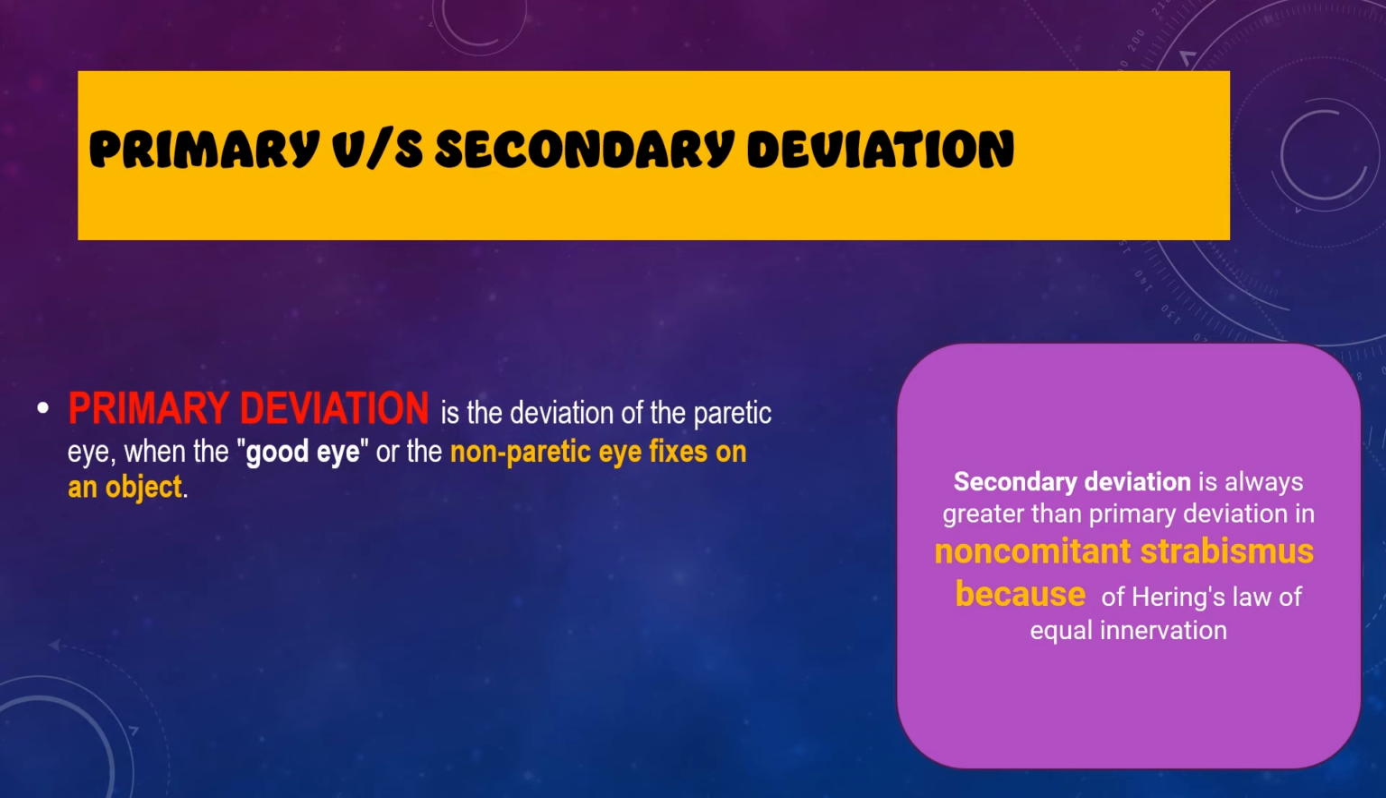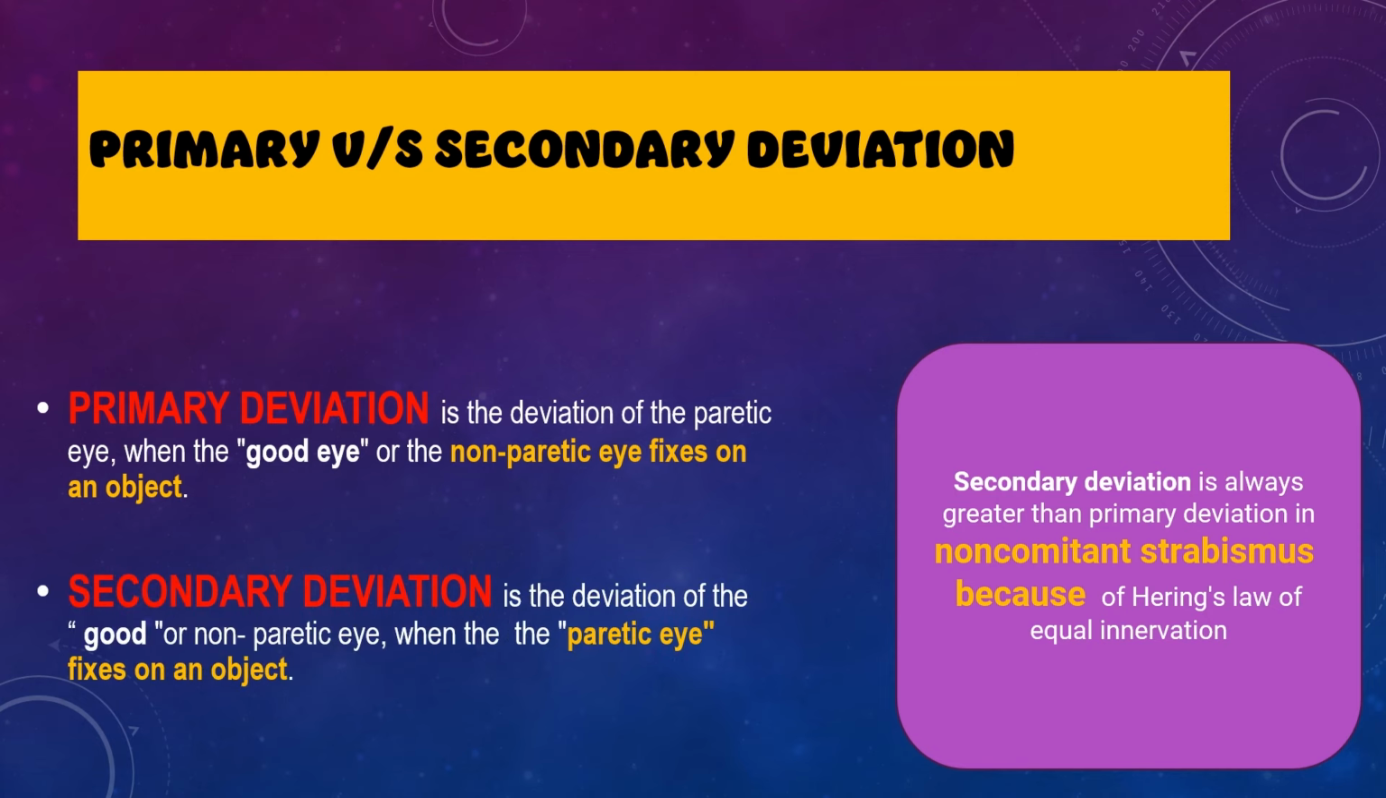Now, if you are measuring the deviation of the paretic eye and the good eye, or the non-paretic eye, is fixating on the object, that means you are measuring the primary deviation. However, if you are measuring the deviation of the non-paretic eye by forcing your squinted eye, or paretic eye, to take up the fixation, then that is called a secondary deviation. So just know these sentences because now I'm going to explain it to you in detail.